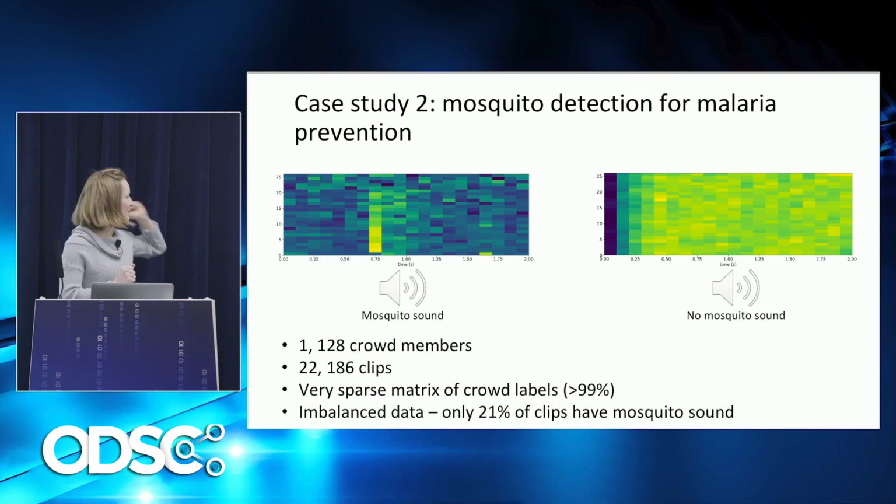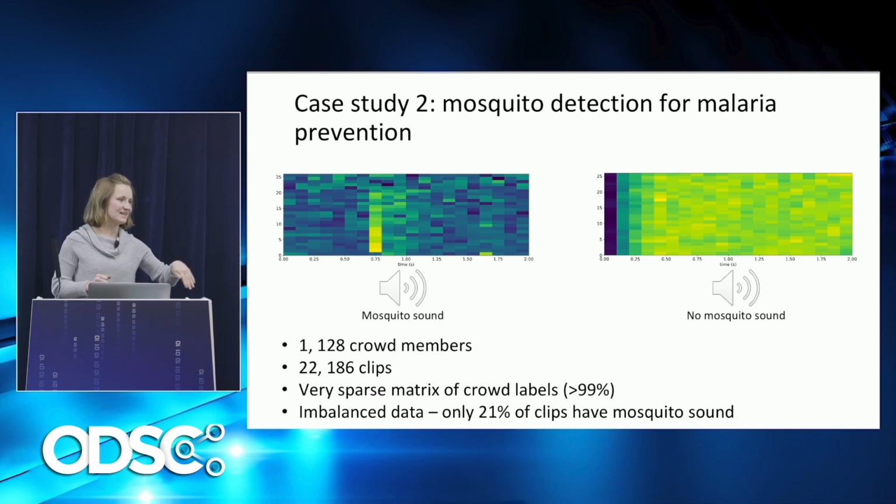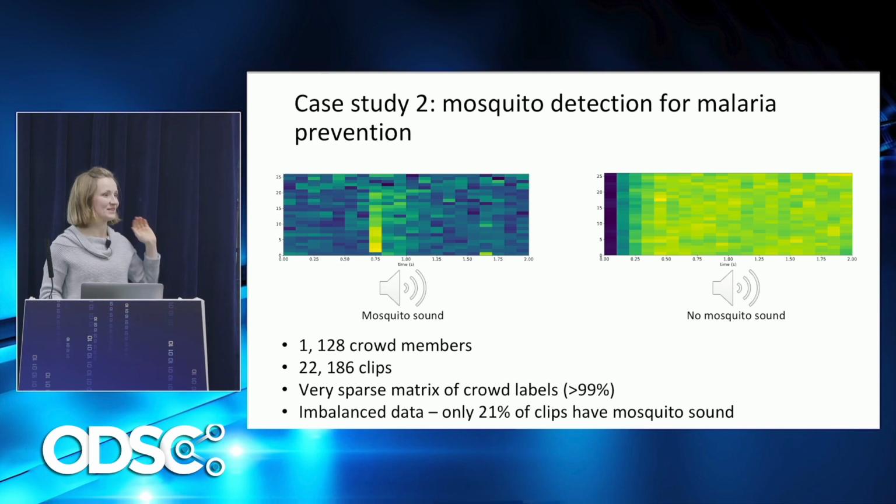Okay, so these slides are online, so you can check the mosquito, or you can go to Zooniverse and label some data. So this is just an example of how the mosquito sound looks and how a no-mosquito sound looks in the spectrogram, and we feed this spectrogram as an image to a CNN.